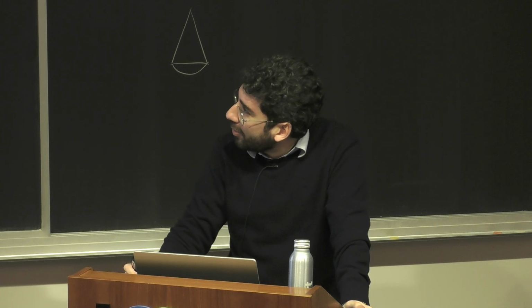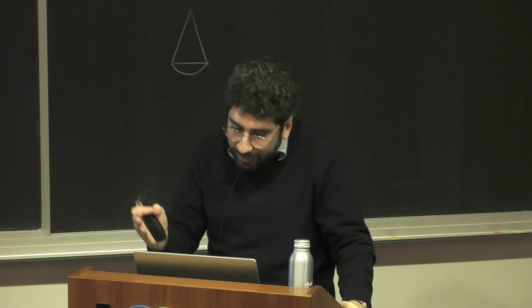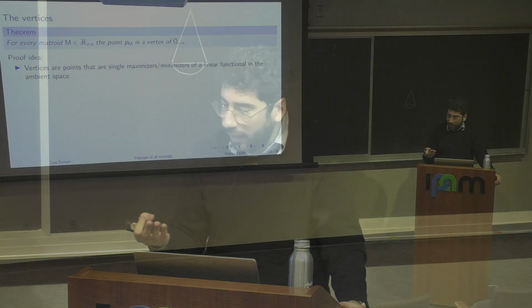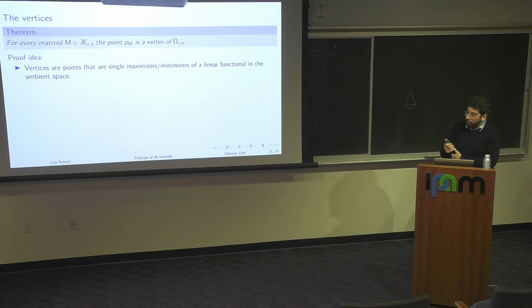The vertices. I told you the dimension. What are the vertices? Well, the vertices of the thing with the bar are boring. All the matroids are vertices. Even though that's a simple statement, the proof is not super easy, but I can tell you the ideas. So what's a vertex in a polytope? A vertex in a polytope is a point that is a single maximizer for a linear functional on the ambient space.